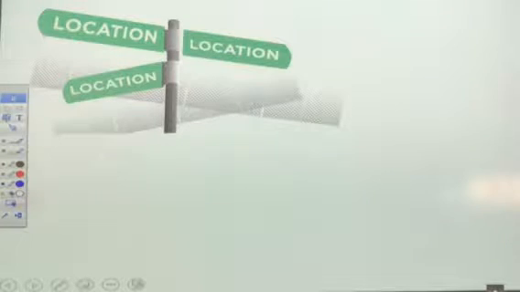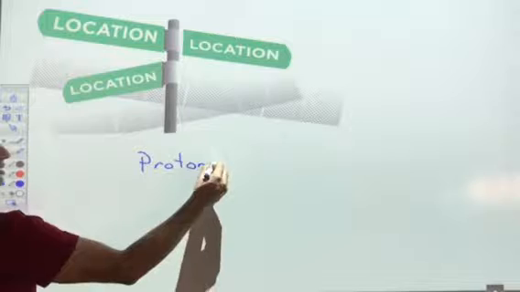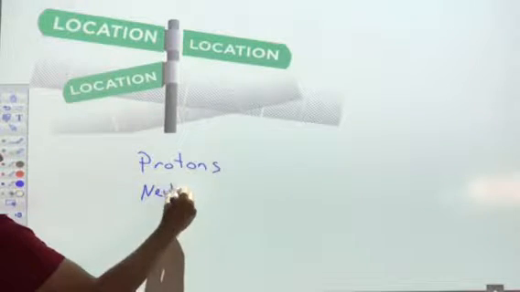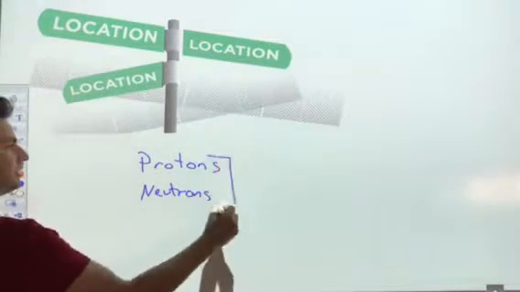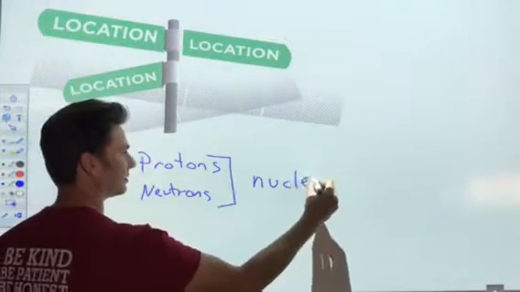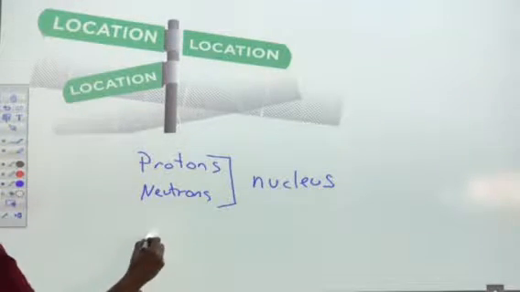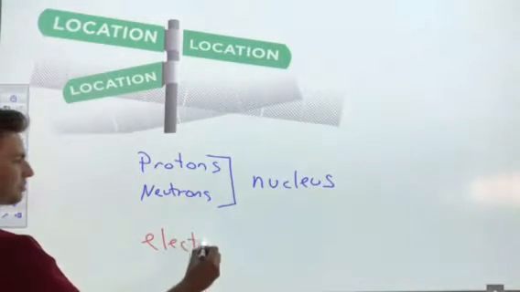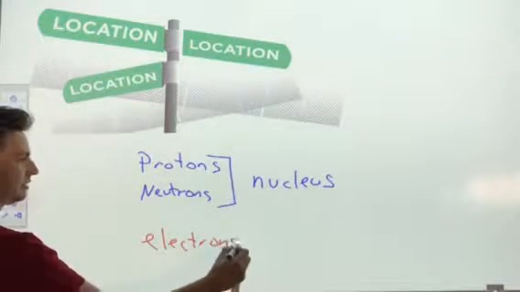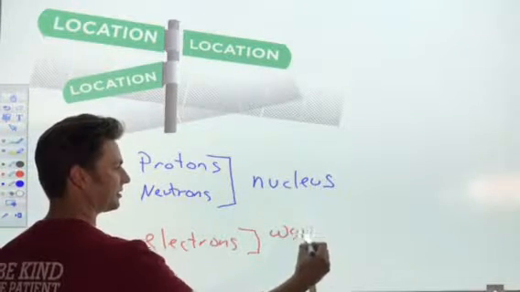So atoms are made of three primary things. They're made of protons, neutrons, and electrons. The protons and the neutrons are located in the center of the atom called the nucleus. And then way outside of the center, you'll find these small particles called electrons, and they would be way outside the nucleus.